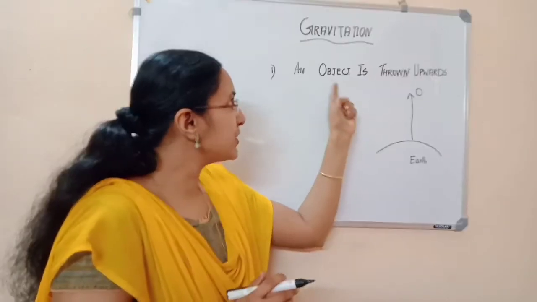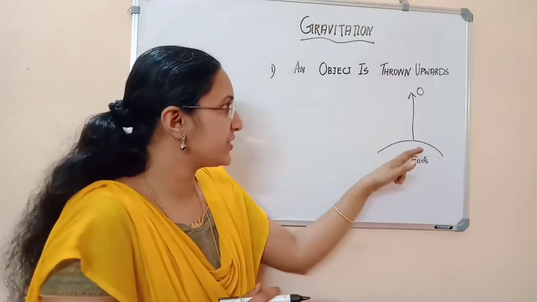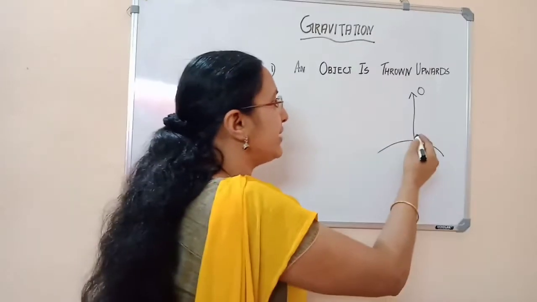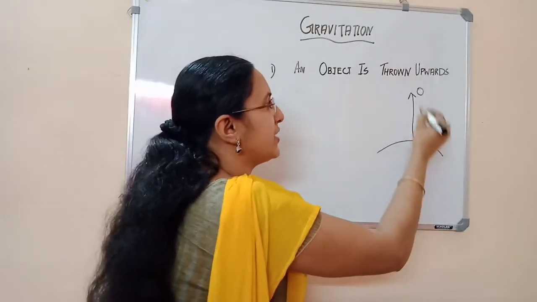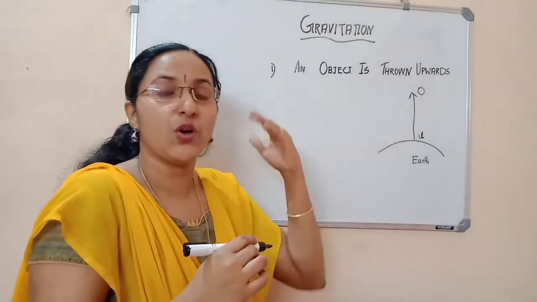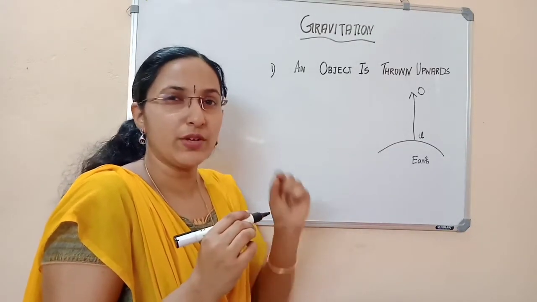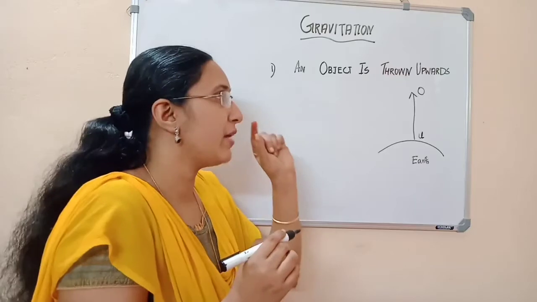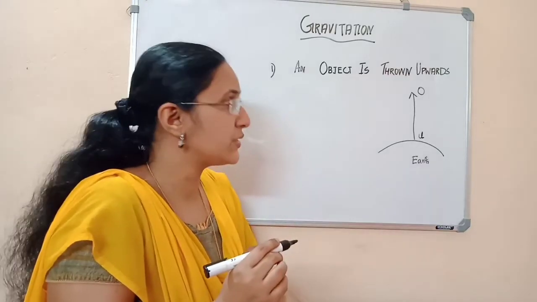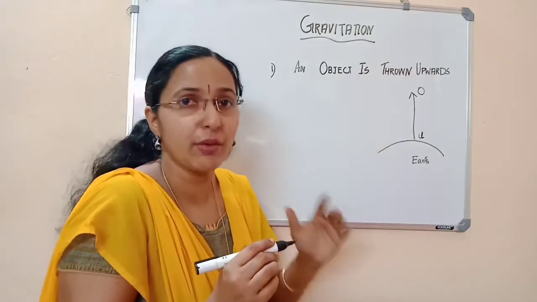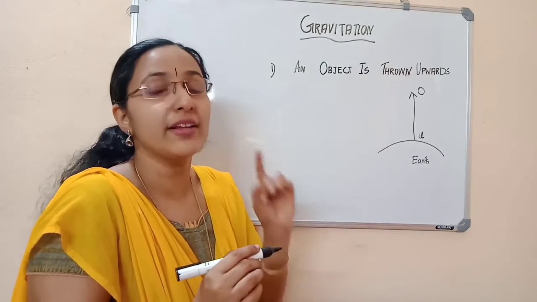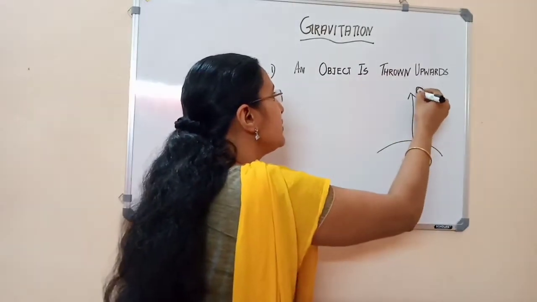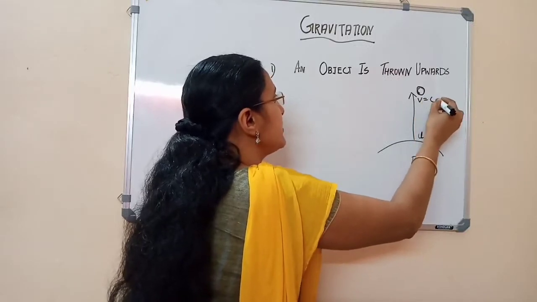Here an object is thrown in the upward direction, going away from the earth. What will happen to the equations of motion? Here we can write that it has some initial velocity. It will reach a particular height at the top and stay there for a millisecond. At its maximum height, when an object is thrown from the earth and reaches its maximum height, its final velocity will be 0.